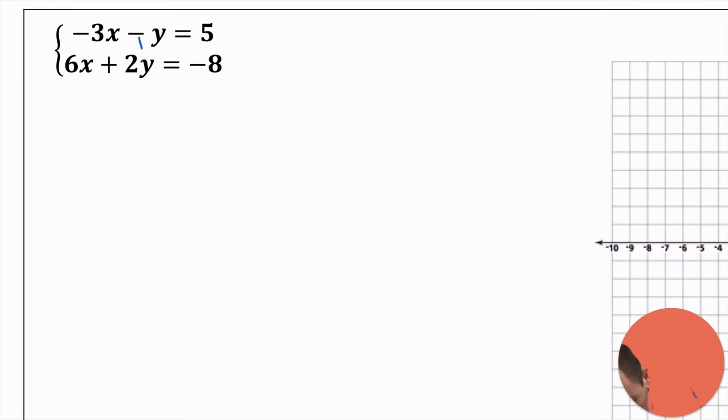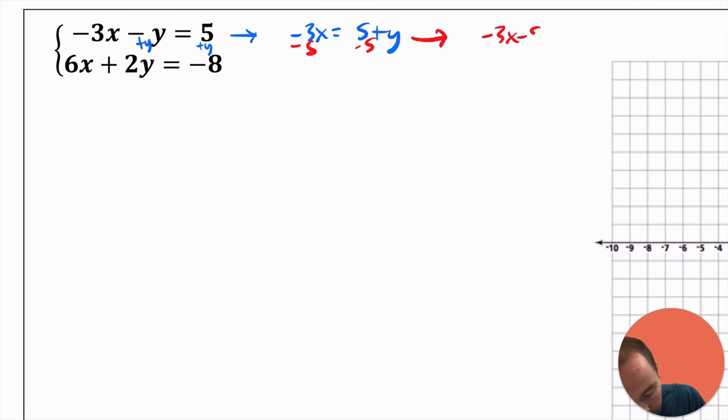I'm going to add y to both sides. That's going to then give us -3x equals 5 plus y. And then from that, I'm going to go ahead and subtract the 5. And then that will then finally give us that -3x minus 5 is equal to y. So that right there will be our first condition. I'll highlight that in green.